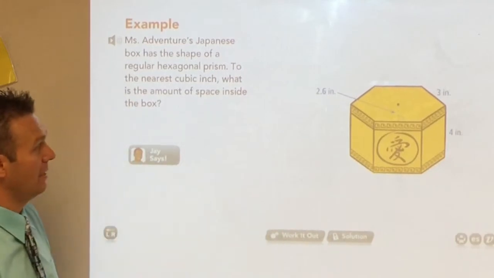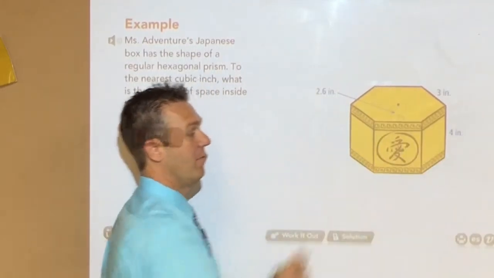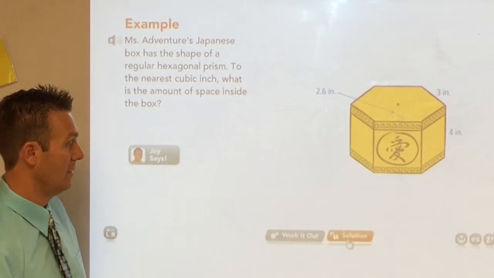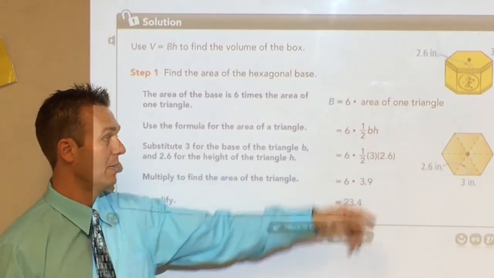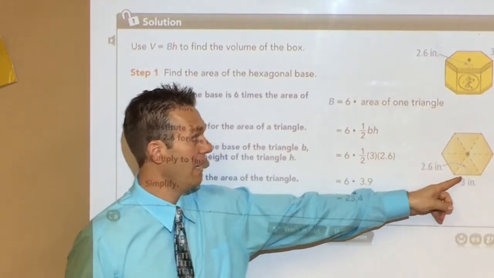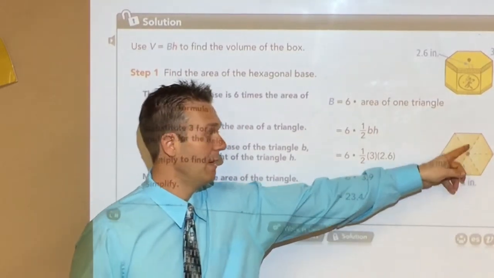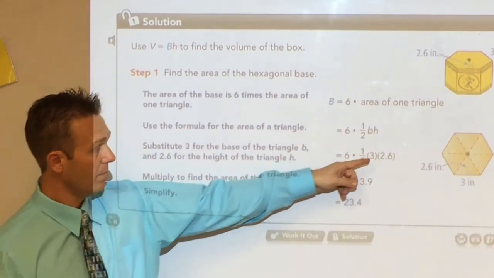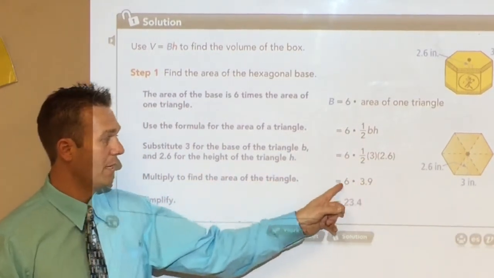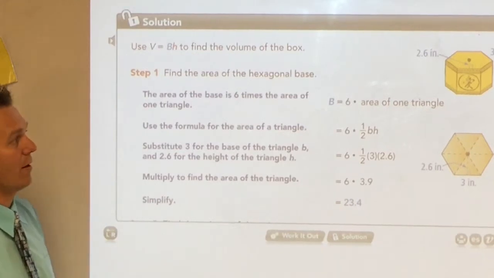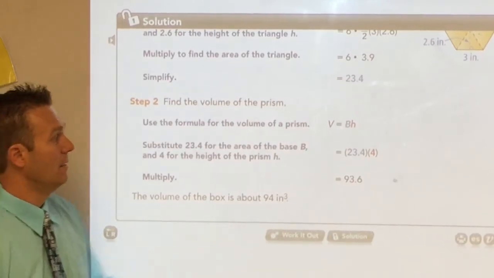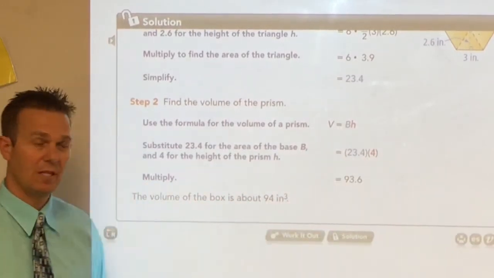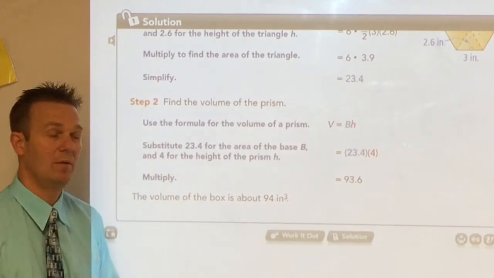So let's have a look and see, and then we obviously have the height later on for 4. Remember, we're looking for volume now. So finding the volume would be 6 times 1/2 base times height. So it's 3 for the base, little b, times the height, which is 2.6. You multiply that all out and you get 3.9, multiply it by 6 and you get 23.4. And then the last step is take that big B and multiply it by the height of the prism, and you get 23.4 times 4, which is 93.6, and that will give you the volume of the prism.